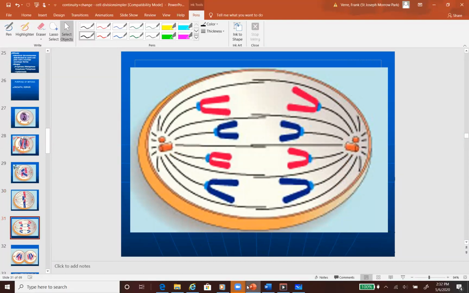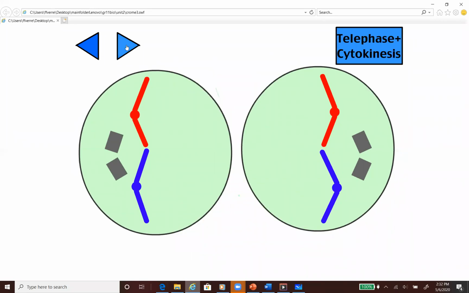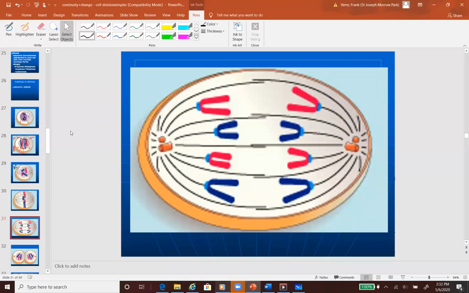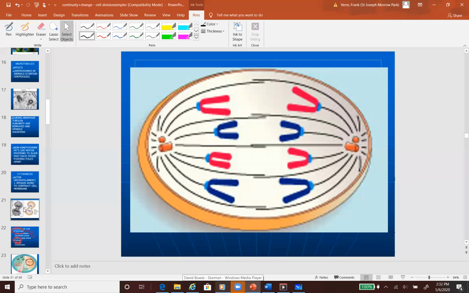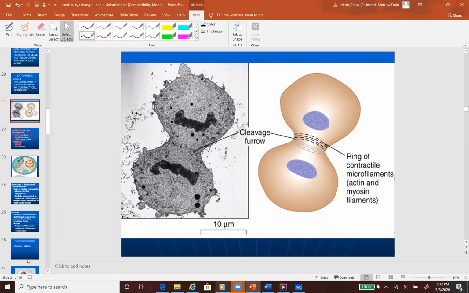So at the end of telophase is a process called cytokinesis. This is when the cell will pinch in the middle and split. And you can see what happened. By doing that, now we formed 2 cells that are identical to each other, and they're identical to the original cell. You can actually see that in this image here. So there's an image of cytokinesis, that pinching in of the middle, so that you end up getting 2 daughter cells that are exactly the same.